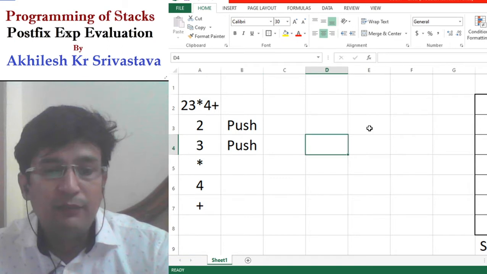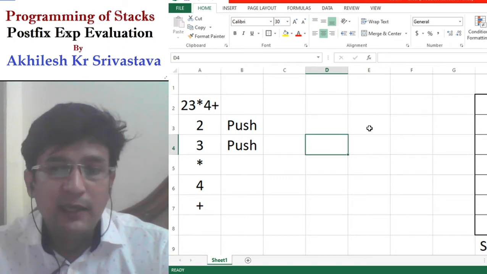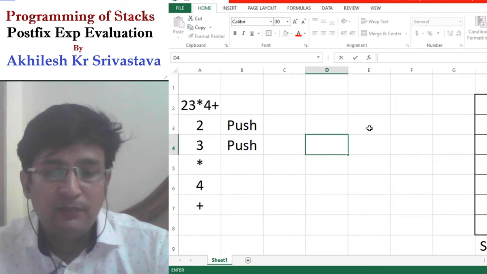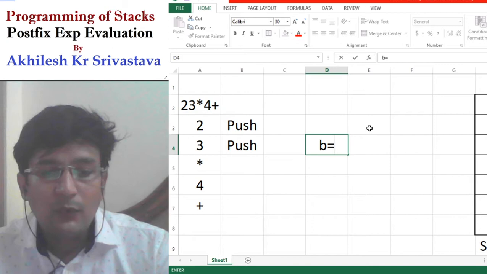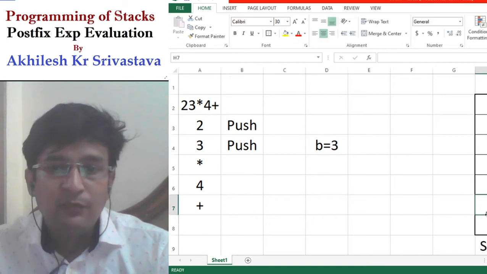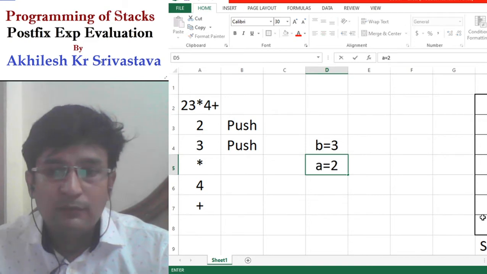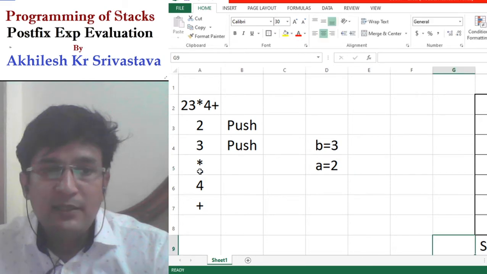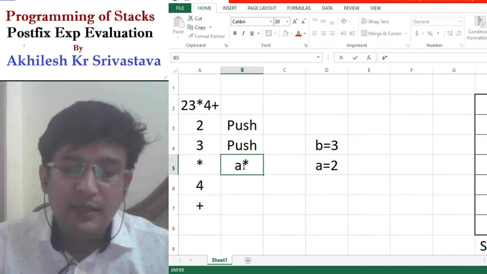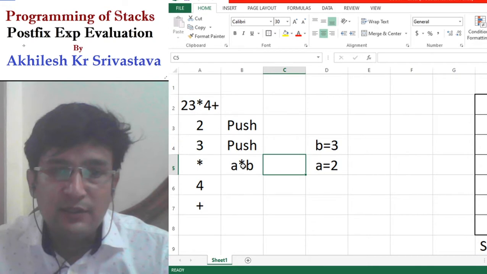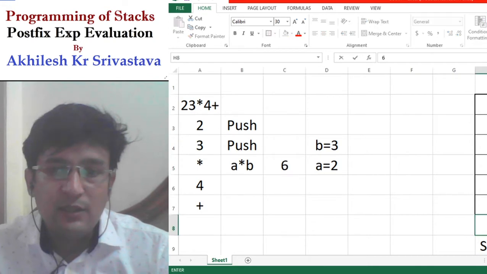In case of the operator, we will pop the stack. So the first popped item is taken in, let's say, the B variable. The first popped item is 3 on the stack. 3 will be removed first, and then 2 will be removed. So let's say 2 is taken in variable A. Now we apply the operation multiplication on A and B. So it is performed as A multiplication B, which gives us 2 multiplied by 3, that is 6, and 6 is pushed on the stack.